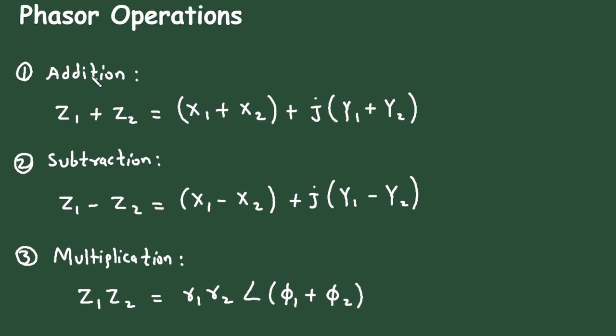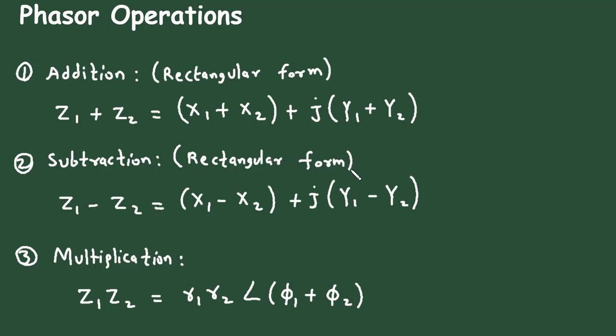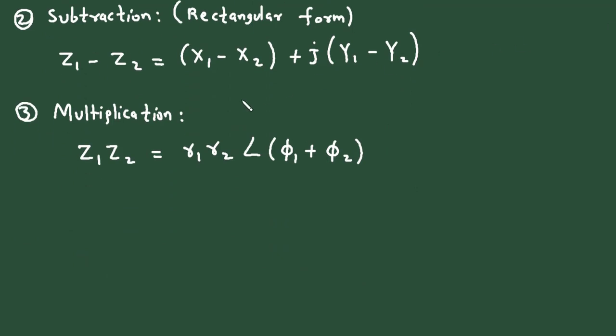Here we can see for addition and subtraction, they are better performed in rectangular form. So here we can write rectangular form. For subtraction also rectangular form. For multiplication, the phasor should be in polar form. So this is polar form.